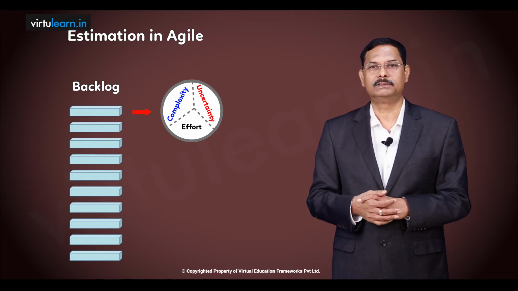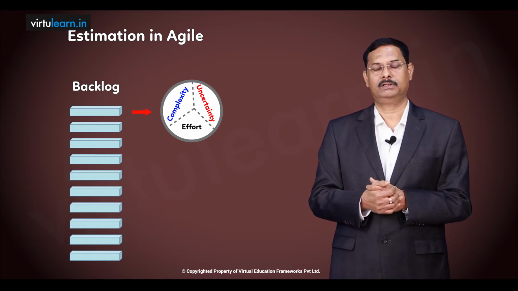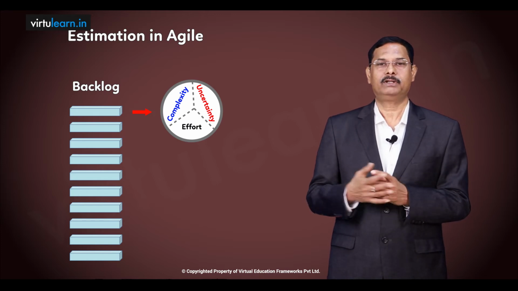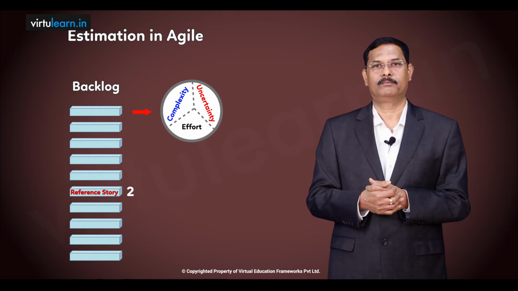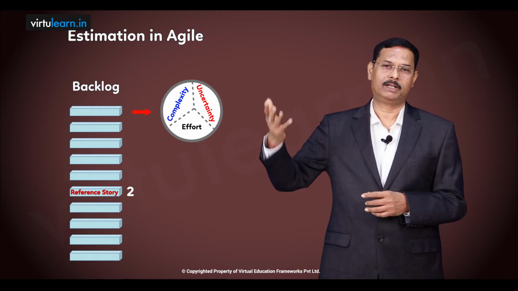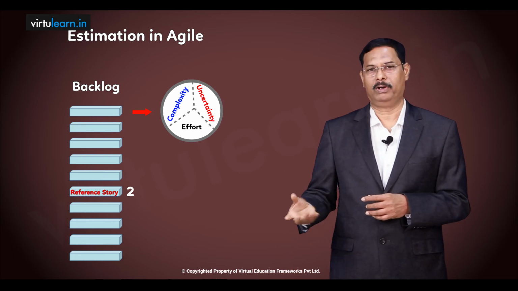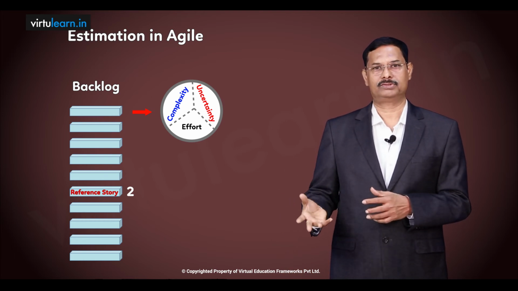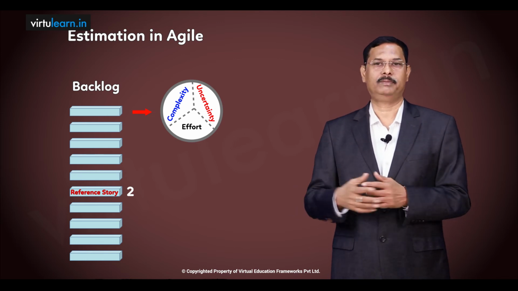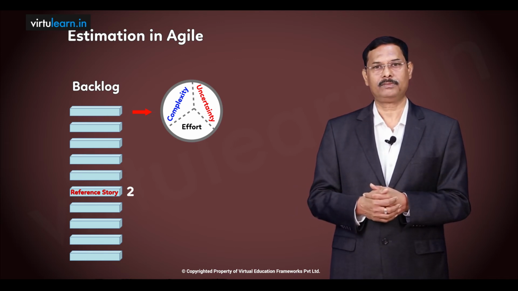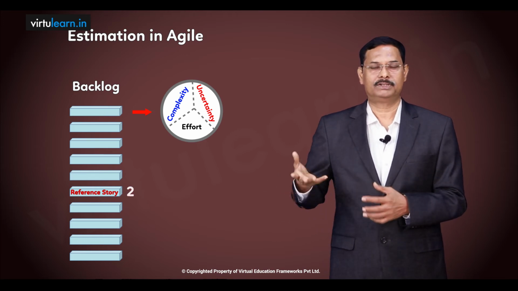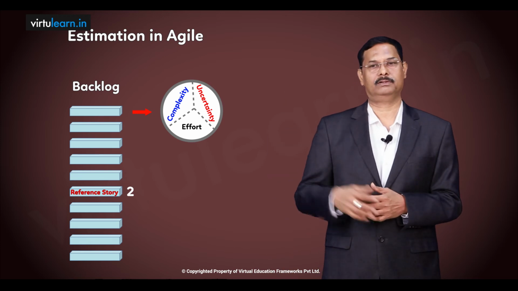In order for us to use relative estimation in Agile, we need to establish a baseline story from the backlog. That means from the list of items in the backlog, take 1, 2 or 3 items as baseline stories or reference stories. Estimate those stories. Use them as the reference to estimate the rest of the items in the backlog.